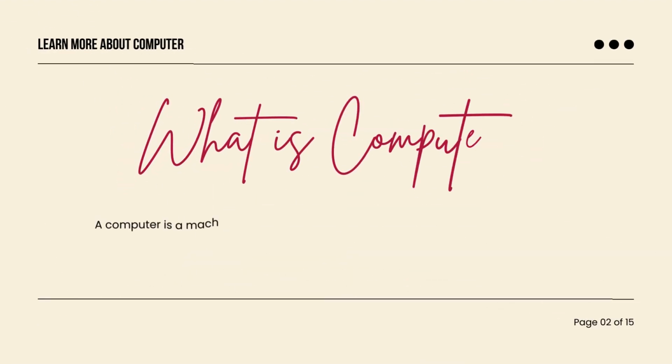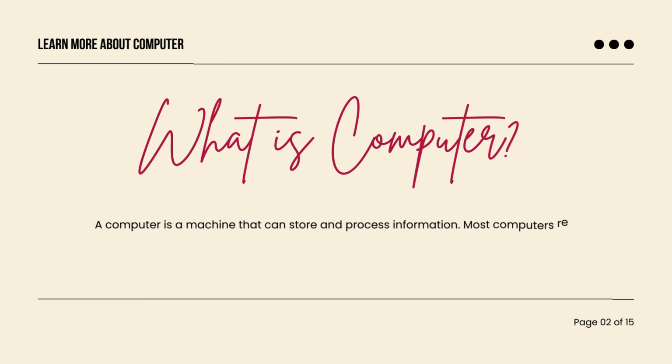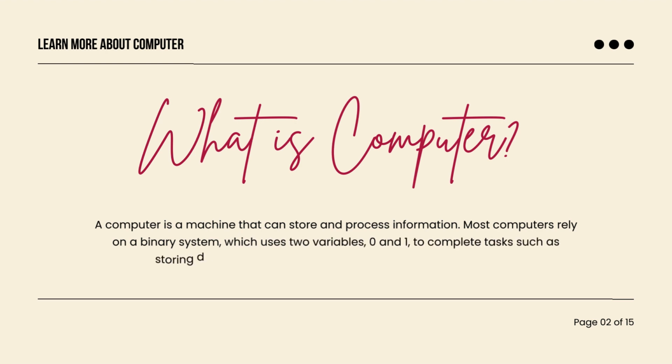So, what is a computer? A computer is a machine that can store and process information. Most computers rely on a binary code which uses two variables, 0 and 1, to complete tasks such as storing data, calculating algorithms, and displaying information. Computers come in many different shapes and sizes, from handheld smartphones to supercomputers weighing more than 300 tons.